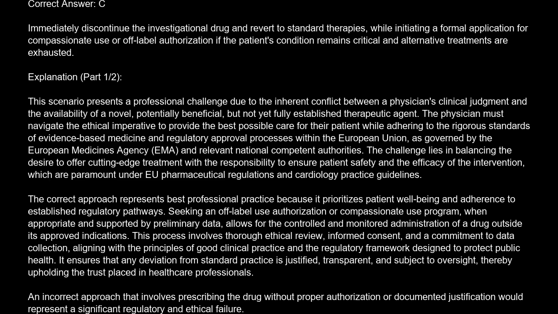The correct approach represents best professional practice because it prioritizes patient well-being and adherence to established regulatory pathways. Seeking an off-label use authorization or compassionate use program, when appropriate and supported by preliminary data, allows for the controlled and monitored administration of a drug outside its approved indications. This process involves thorough ethical review, informed consent, and a commitment to data collection, aligning with the principles of good clinical practice and the regulatory framework designed to protect public health. It ensures that any deviation from standard practice is justified, transparent, and subject to oversight, thereby upholding the trust placed in healthcare professionals.